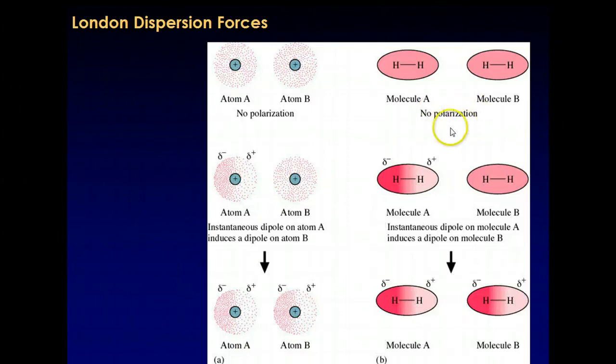Maybe a little bit easier to see with the molecules here. We see that they're both pink, and now all of a sudden we see more of a reddish side to the negative component of molecule A, and a light pinkish side to molecule A, its positive end. And as that instantaneous dipole forms, it pushes molecule B to also form an instantaneous dipole.